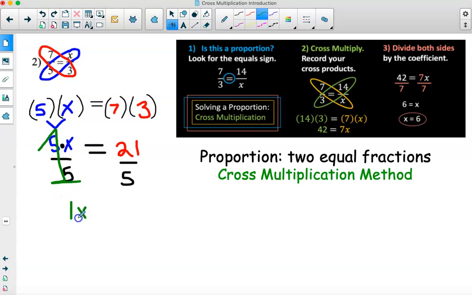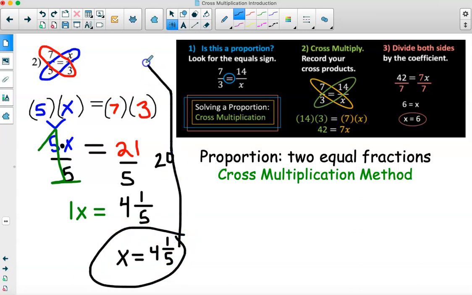So we're left with 1x equals, and instead of using long division and getting a decimal, this time I'm just going to change this to a mixed number. 5 goes into 20 4 times because 4 times 5 is 20. The difference between 20 and 21 is 1, so there's going to be a remainder of 1. So 21/5 is equal to 4 1/5. So my answer is x equals 4 1/5.